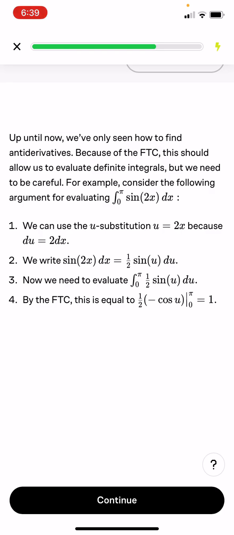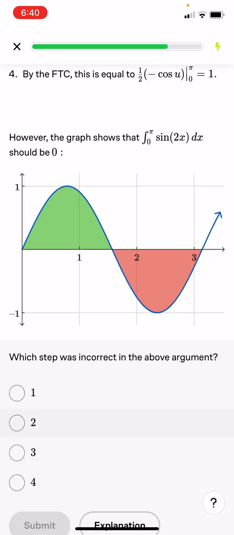Now we need to evaluate the integral from 0 to pi of 1 over 2 sine u du. By the FTC, this is equal to 1 over 2 times negative cosine u from 0 to pi, which equals 1. However, this graph shows that the integral from 0 to pi of sine 2x dx should be 0. Which step was incorrect in the above argument?